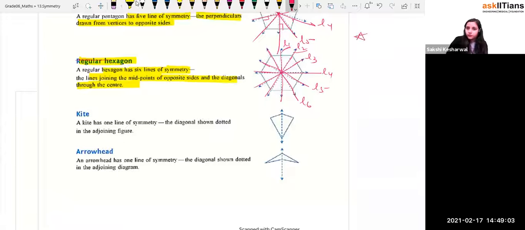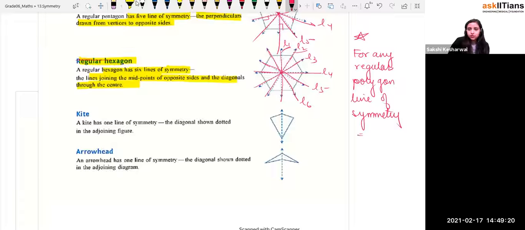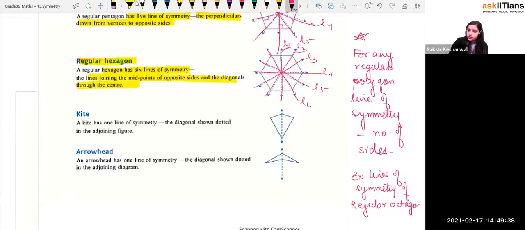So we got one thing from this: for any regular polygon, the number of lines of symmetry is equal to the number of sides, right? So if I ask you the question, the lines of symmetry of a regular octagon. An octagon has how many sides, beta? Eight. So how many lines of symmetry will it have? Eight, right? So let's come to the kite.